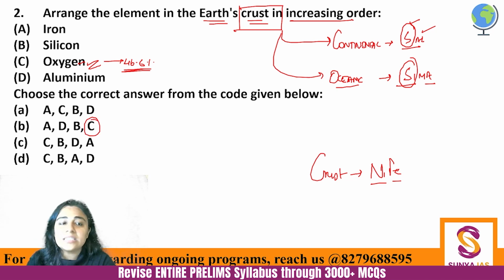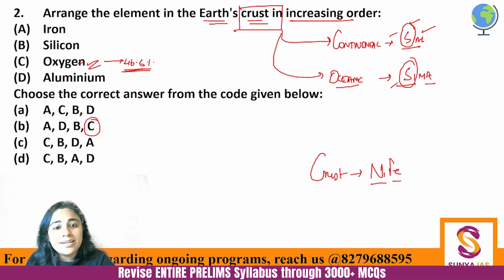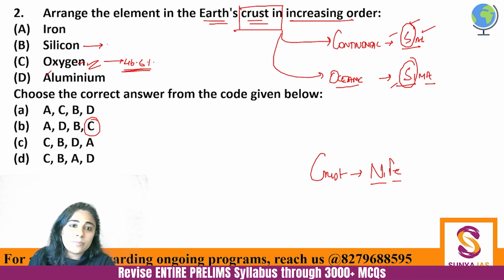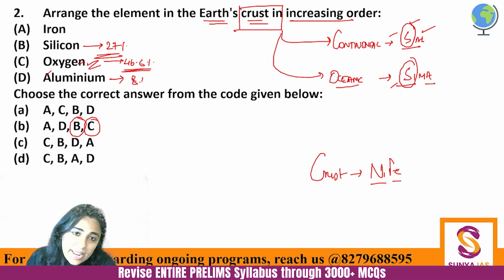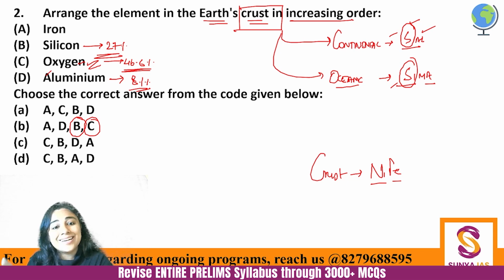So you have already reached the answer, but let's go forward. I told you SIAL and SIMA. So silicon is the second most abundant material in the Earth's crust, not in the Earth. Okay, silicon takes about 27% of the Earth's crust, so that will come second. Fine. Then the third one we have is aluminium. Aluminium takes up about 8.1% of the Earth's crust.